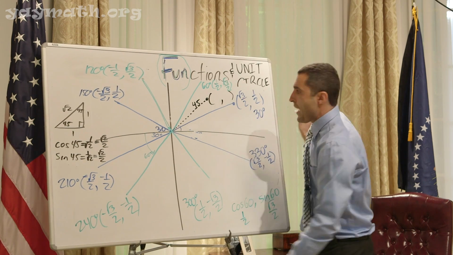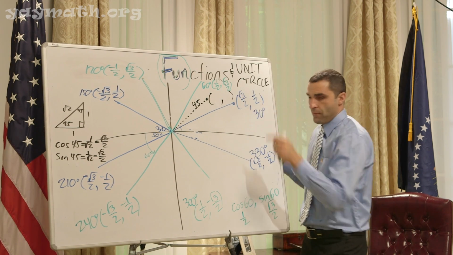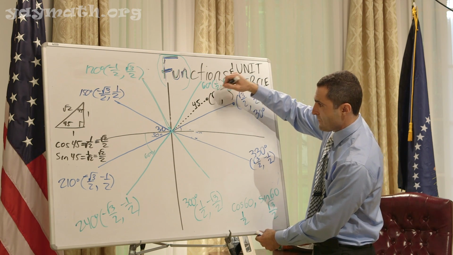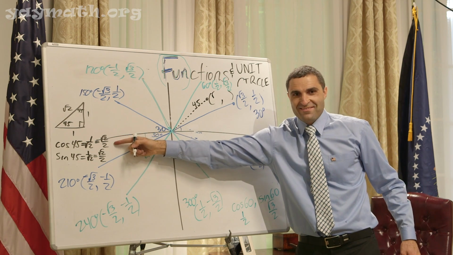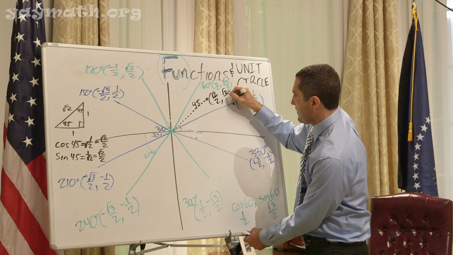In the unit circle with hypotenuse 1, what's the cosine of 45? Sine of 45. Go ahead. Root 3 over 2. No, 1 over root 2. Root 2 over 2. Root 2 over 2.